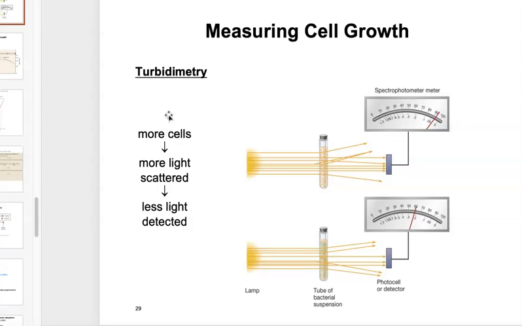So with turbidimetry, obviously you have a specimen, and depending on the density of the specimen, or the cell density of the specimen, that dictates how much light can proceed through. And obviously there's a collector on the other end that registers that on a spectrophotometer. So more cells equals more scattered light equals less light detected. And therefore there's an inverse relationship between the amount of light that gets through and the number of cells that are present in your culture. More cells equal less permeability.